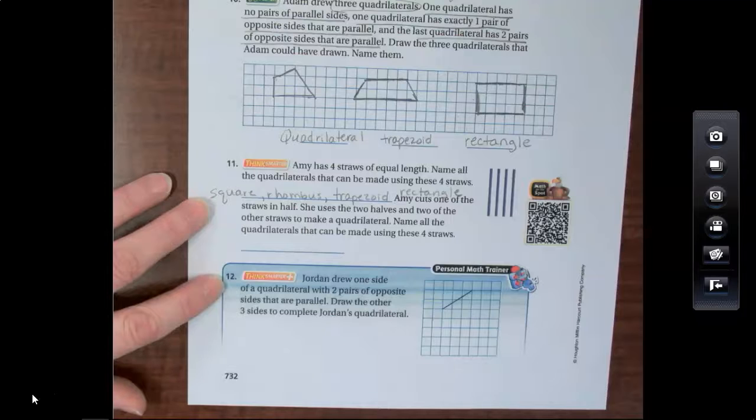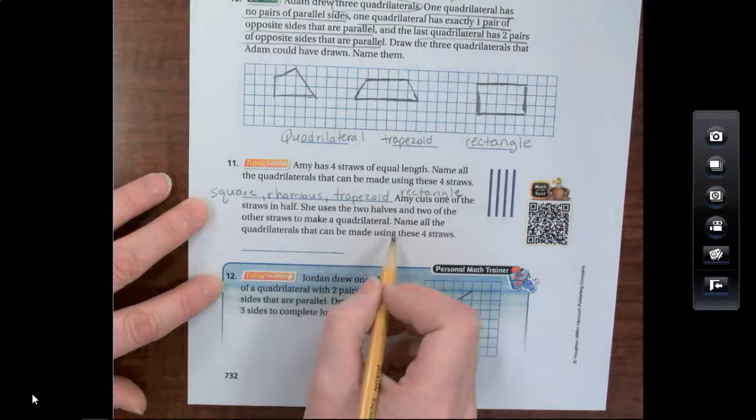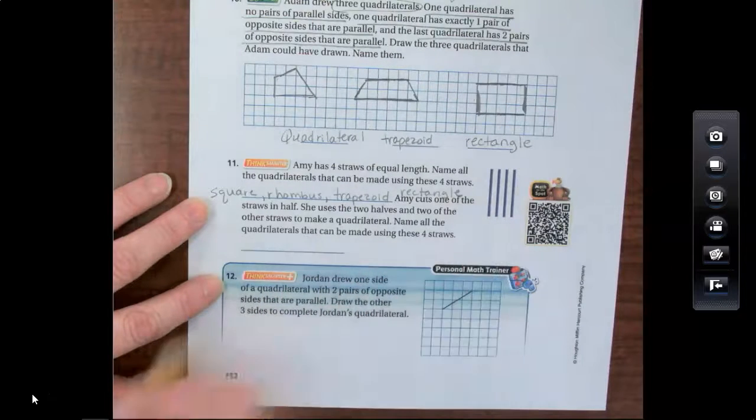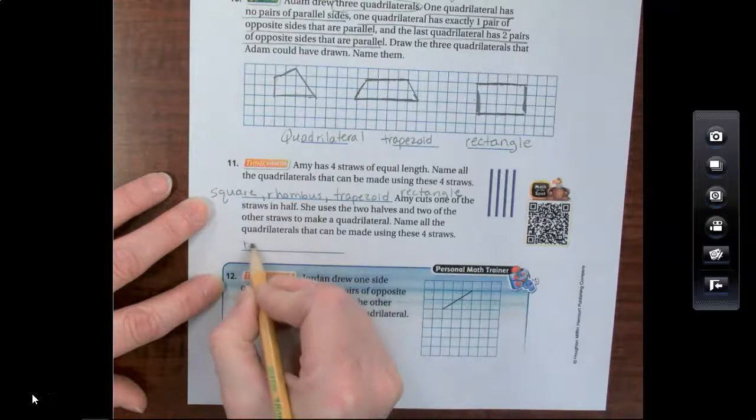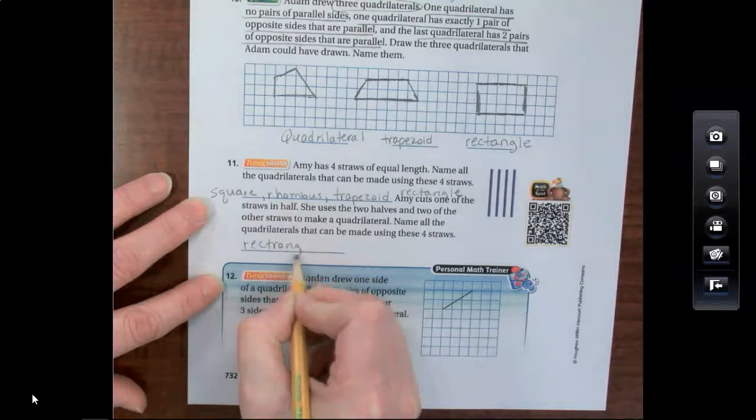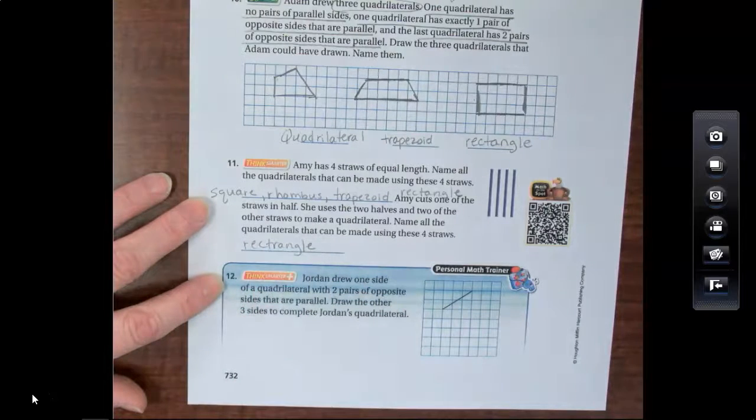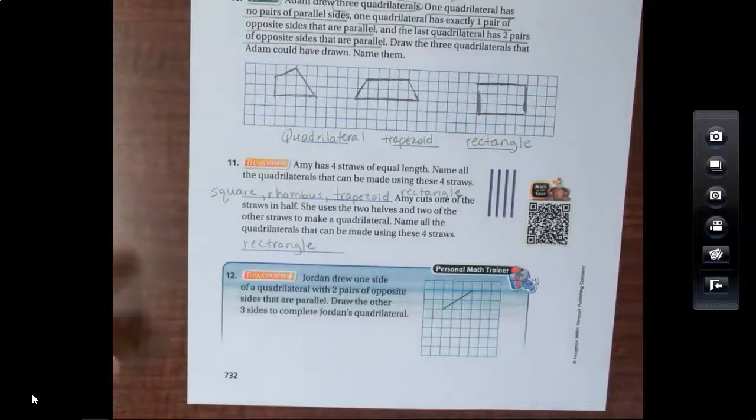It says Amy cuts 1 of them in half. She uses 2 halves and 2 of the other straws to make a quadrilateral. Also, so she's using the halves, the 2 long straws, and then 2 short halves. She'd be making a rectangle. Okay? She'd be making a rectangle.